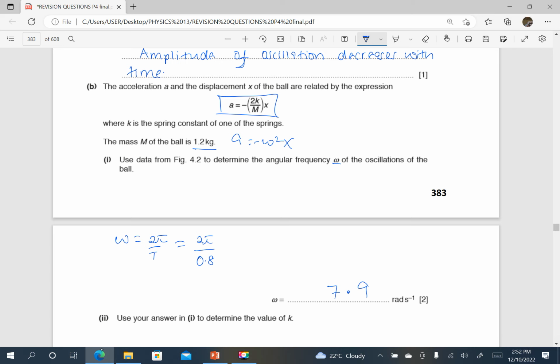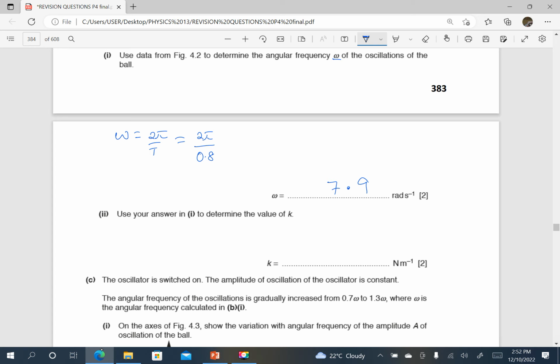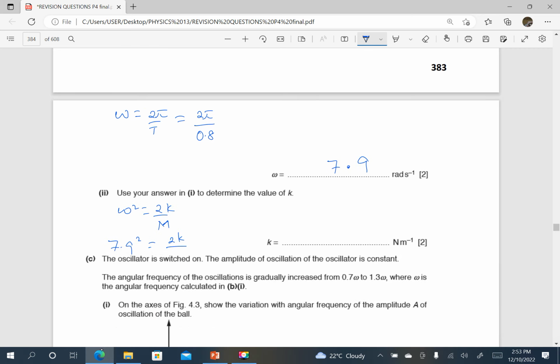Use your answer in part 1 to determine the value of k. Remember here, omega is 2 pi over T, and omega squared is 2k over m. If we compare the two equations, omega squared is equal to 2k divided by m. So I will simply say that 7.9 squared is equal to twice k. m was given as 1.2. So I just press my calculator: 7.9 squared times 1.2 divided by 2. So this is approximately 37.